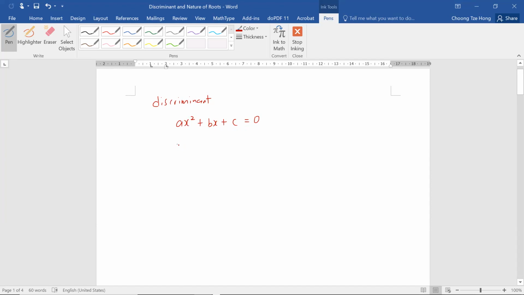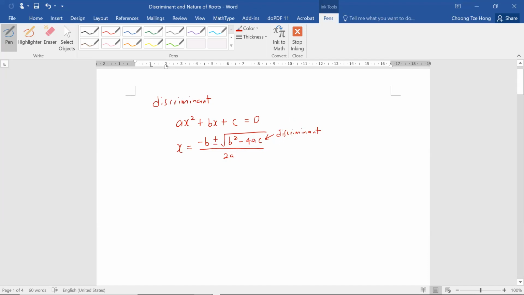If you recall again, the quadratic formula goes like this: x equals minus b plus minus square root of b squared minus 4ac, over 2a, right? So this thing inside here, this b squared minus 4ac, is known as the discriminant. Why is it known as the discriminant? It will be obvious to you later on after we have finished the discussion. For now, just keep in mind that this b squared minus 4ac is known as the discriminant.